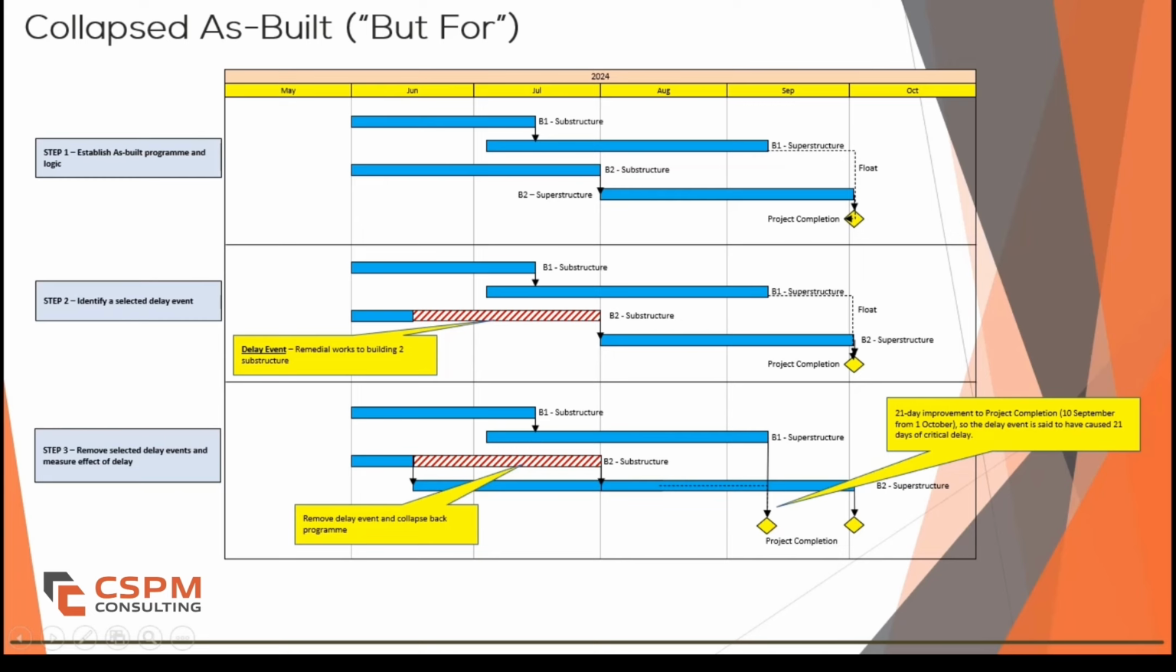To summarize, collapsed as built removes delay events from the as-built schedule to estimate what the completion date would have been without them. It is straightforward but relies on hypothetical assumptions. It does not account for concurrency.